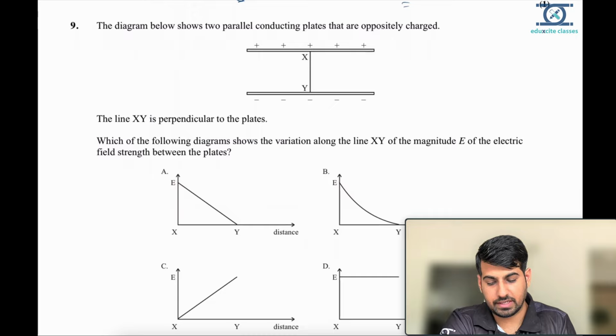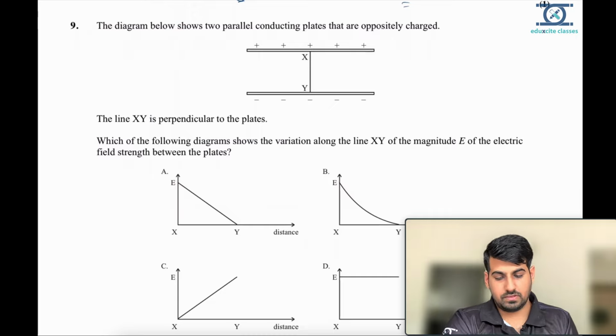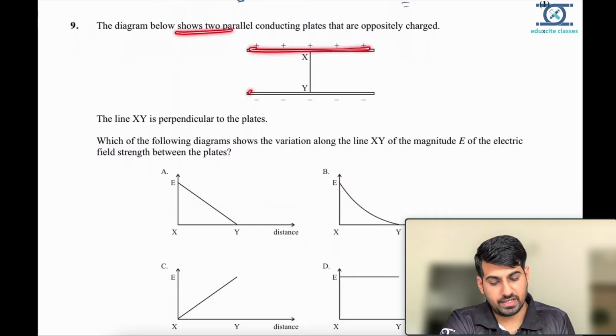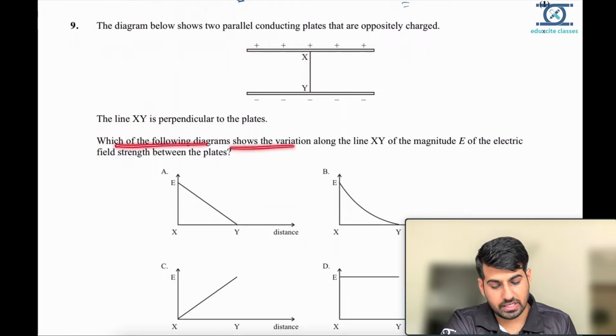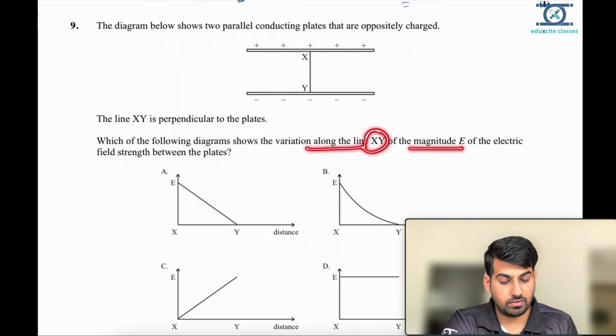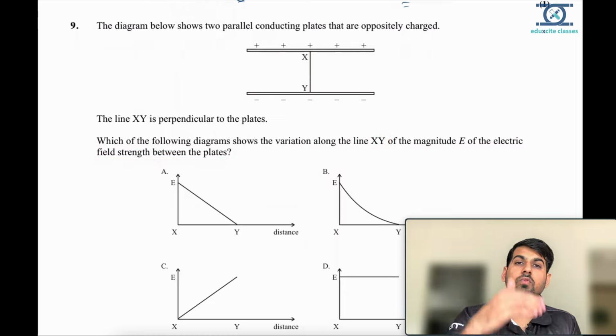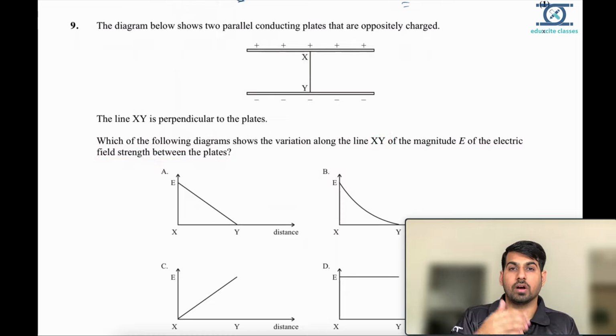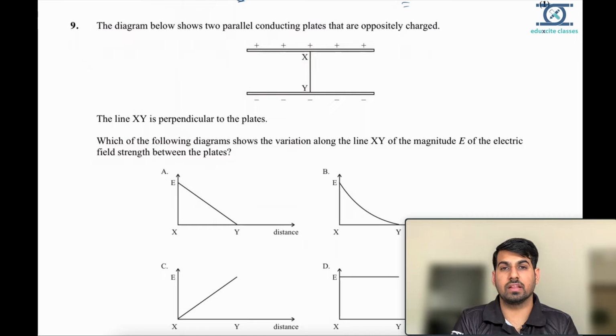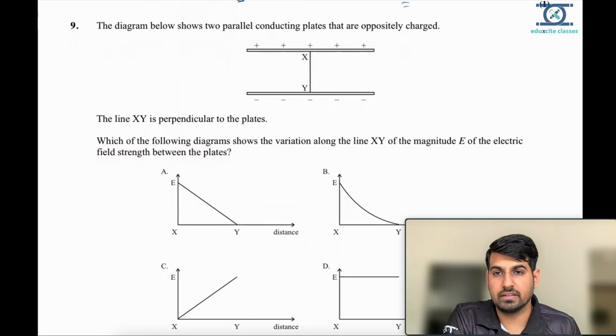Now question number 9. The diagram below shows two parallel plates. Conducting plates are oppositely charged. So this is a parallel plate, you can see. The line x and y is perpendicular to the plate. Okay. Which of the following diagrams shows the variation along the xy of the magnitude E of the electric field strength between the plates? Now as you move along the line x and y, how should the electric field strength vary, that we have to check.